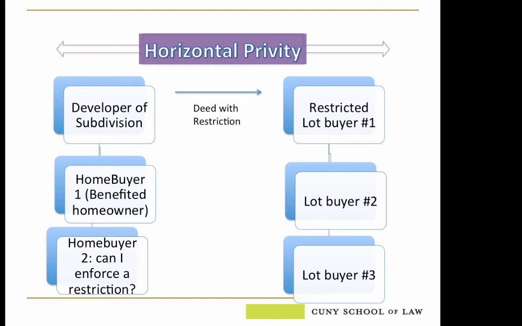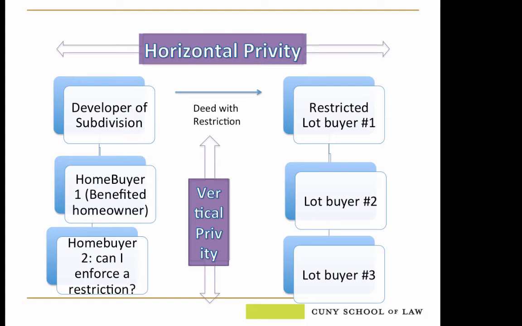If the benefited homeowner can trace her title through a chain of transfers back to the original benefited grantor, we say she is in vertical privity with the benefited estate. Likewise, later buyers of the burdened lot, that is, the lot subject to the restriction, who trace their title back to the first buyer, are said to be in vertical privity with the burdened estate. The traditional common law rule for covenants at law required both horizontal and vertical privity as one condition for benefited home buyer number 2 to enforce the restriction against burdened lot buyer number 3. In other words, for the restriction to run with the land.